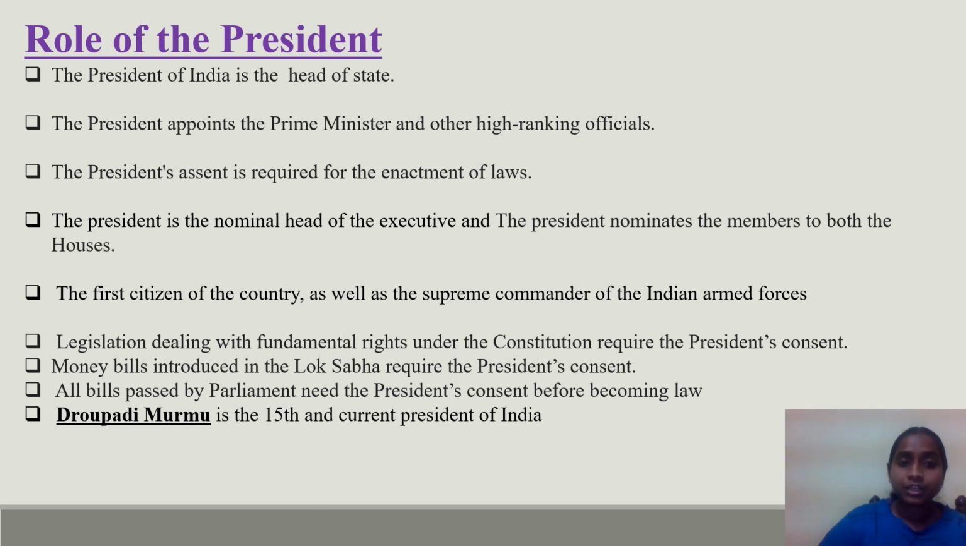Money bills introduced in Lok Sabha require the President's consent. All bills passed by the Parliament need the President's consent before becoming a law. Draupadi Murmu is the 15th and current President of India.